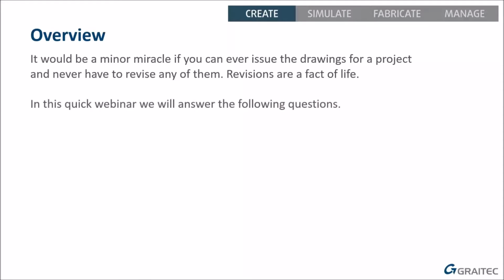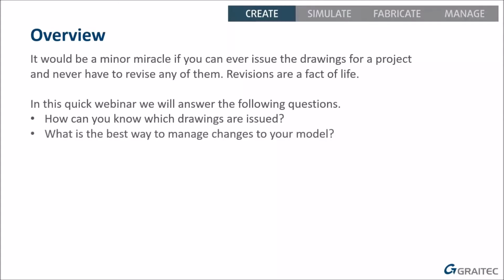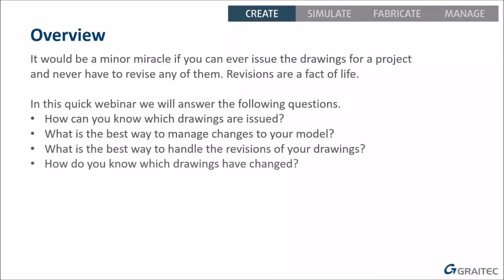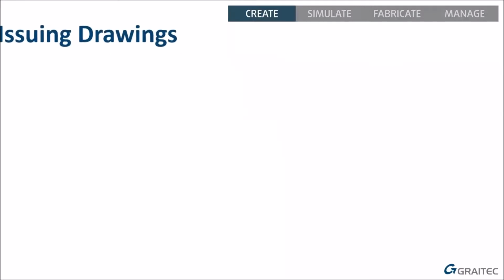So in this webinar, I'm going to answer the following questions on that subject. How can you know which drawings have already been issued? That's really key to the whole thing. Which drawings have been issued? When there are changes, what's the best way to handle the changes in your model? How do you handle the changes and the revisions to the drawings after doing the model? And then once you've done all the changes, how do you know which drawings have changed so you can issue the right ones again? Again, very tricky and could be a difficult topic. But fortunately, there are tools in Advanced Steel to help with all this.